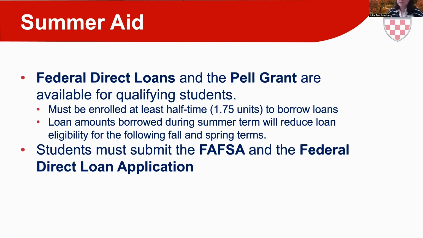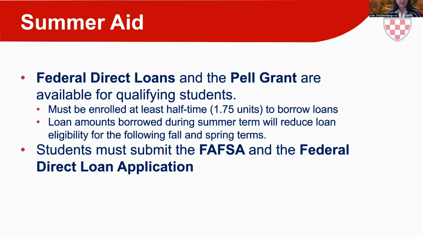And any loan amounts that you borrow during the summer will reduce your loan eligibility for the following fall and spring. So as I mentioned before, there are those annual limits to what you can borrow each year, and the summer does count towards that annual limit. So the summer and then the following fall and following spring, all combined, cannot exceed that annual limit for your federal loans.